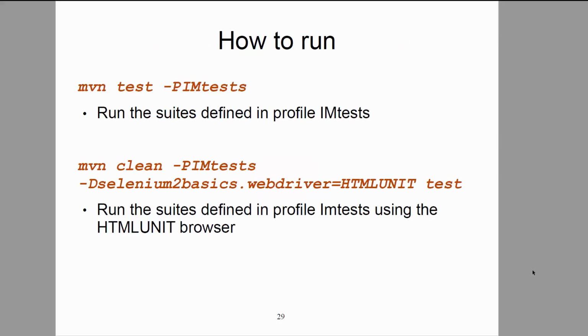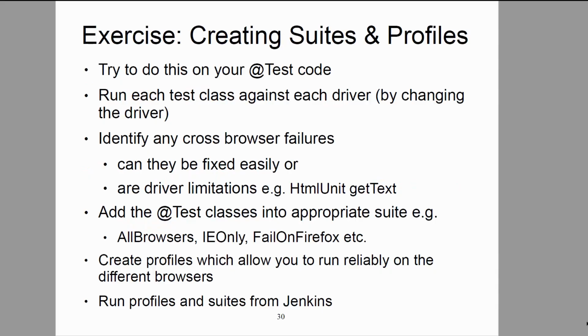And profiles can be run from the command line. Maven test -p ImTests would run the suites defined in the profile ImTests. Maven test would just run the tests ordinarily, the normal set. I could add additional properties, so I could run maven clean -p ImTests and select the browser to run on as normal, right? Because we're just chaining the properties, chaining what we want to run, chaining the target we want to use, the test target. And because we can run it from the command line, we can run it from continuous integration.